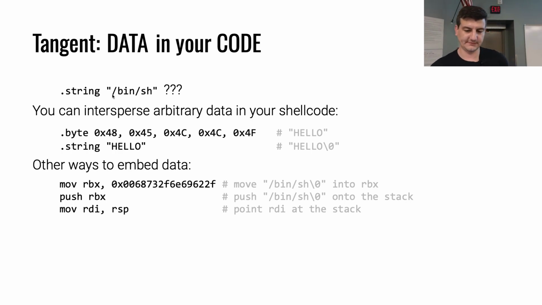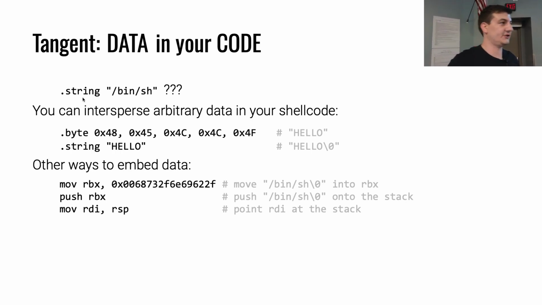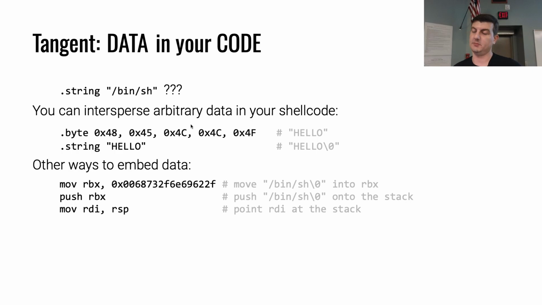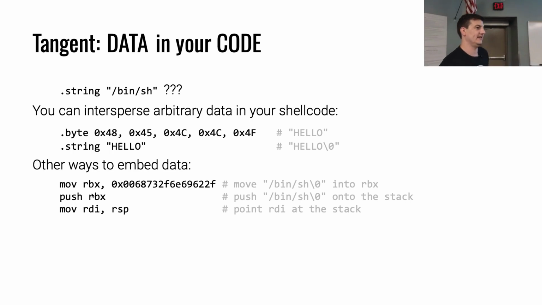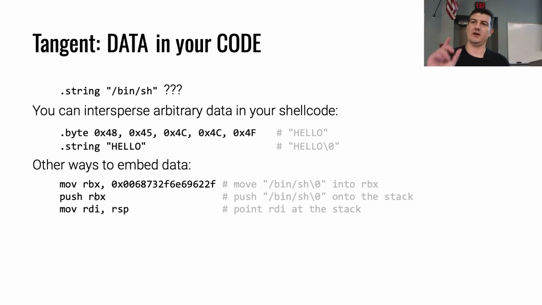So this is how we put data in our code, which we already saw. We can use .string. We can use .asciz with one I. We can use .byte to put bytes directly in our code. This is another kind of classic technique, having the data be part of our instructions.